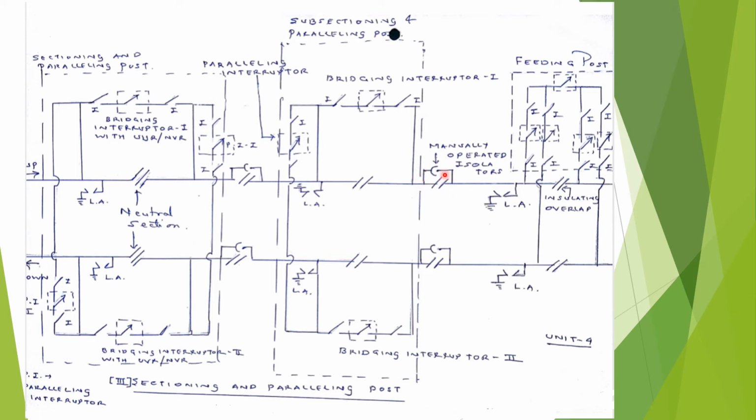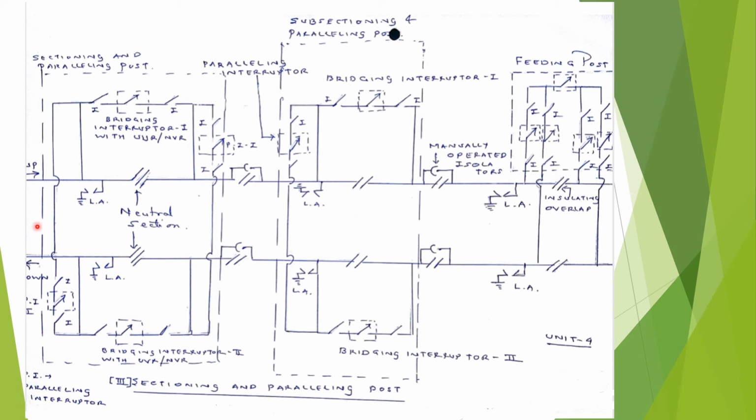So when this is made on, the supply from this subsection through this manually operated isolator, which is made on now, is made available to the adjacent subsection. Now, as I said, the right hand side of this neutral section, you can call it section 2, is divided into subsections by providing these insulating overlaps.